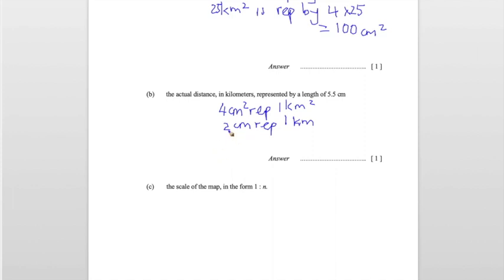Now, so 1 cm represents 0.5. So this 5.5 cm will represent 0.5 times 5.5, which is 2.75 km.